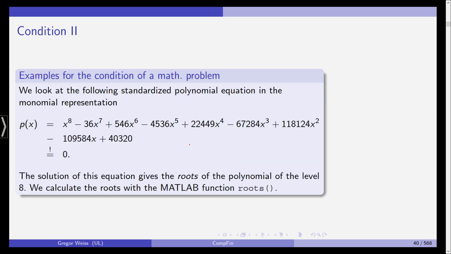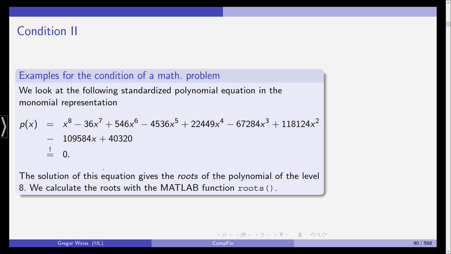Okay. One example, a different example for the condition of a mathematical problem. You should probably all know what a polynomial is. And we look at the following standardized polynomial equation in the so-called monomial representation. We are using monomials, which is just x squared, x to the third power, x taken to the power of 4, and so on. So this is x to the power of 8 minus 36 times x taken to the 7th power, and so on. And we are interested in the roots, in the zeros, the Nullstellen of this polynomial.